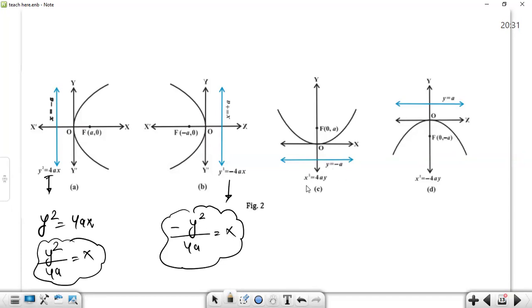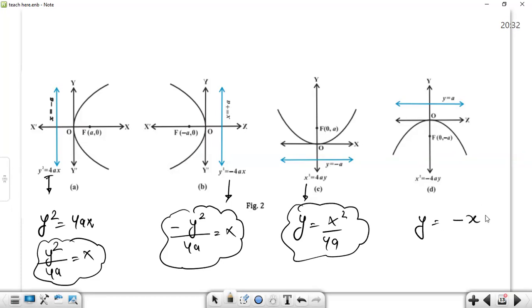And here, as you can see, y equals x square by 4a. For all values of x, y would always be positive. That's why the parabola is facing the positive y-axis. Same goes for y equals minus x square by 4a. For all values of x, y is always going to become negative, so the parabola is spreading along the x-axis and the output of the function is always negative. So that's why the parabola is facing the negative y-axis.